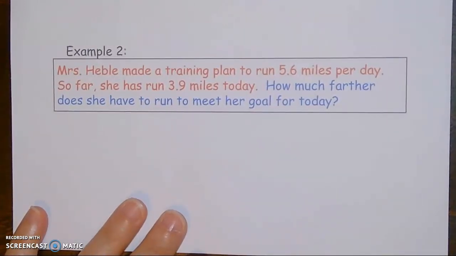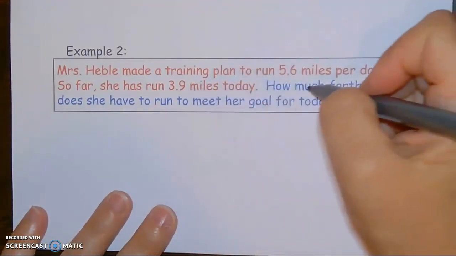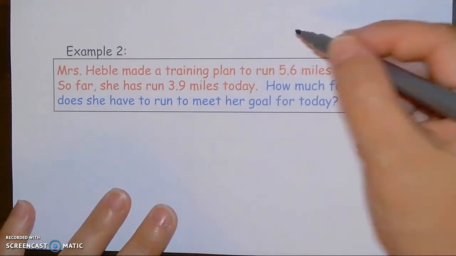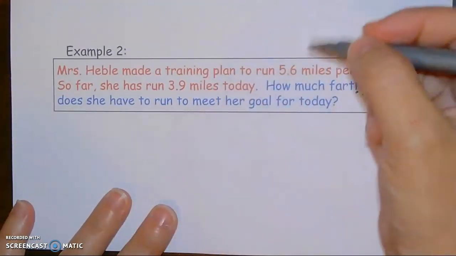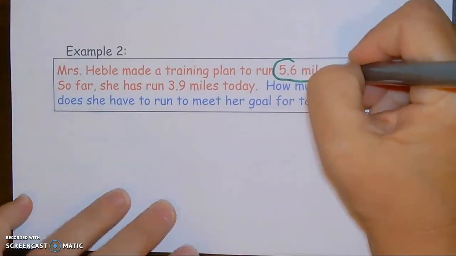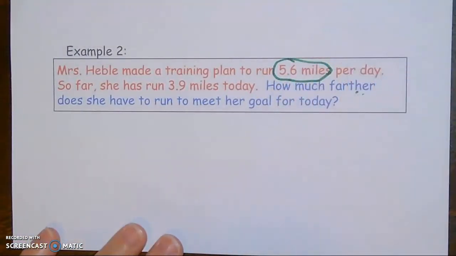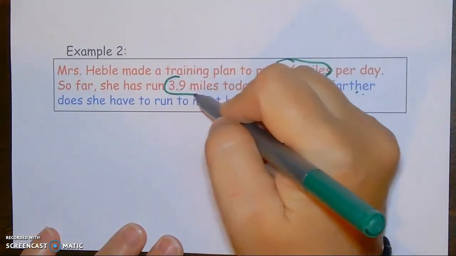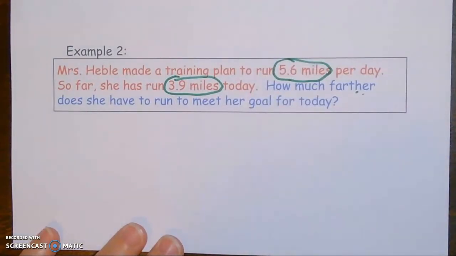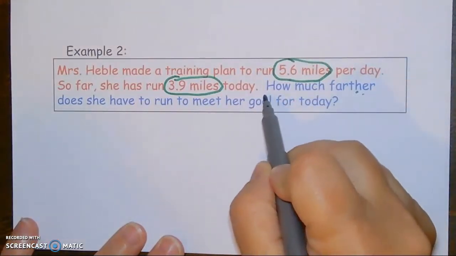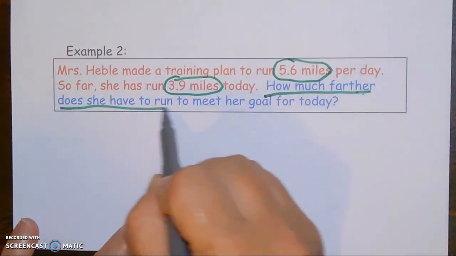All right, so let's go through again and pick out our important information. Our story is asking about how far she has to run, so I know I'm going to need both of these pieces of information. So I'm going to circle 5 6/10 miles, and I'm also going to circle 3 9/10 miles. All right, so there's my pieces of information that I circled. Look at my question. It says, how much farther does she have to run to meet her goal for today? So I'm going to underline that question.